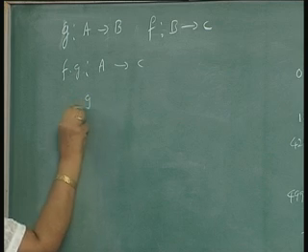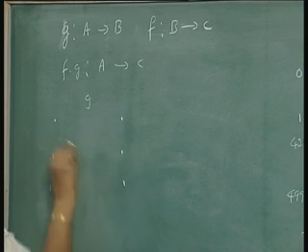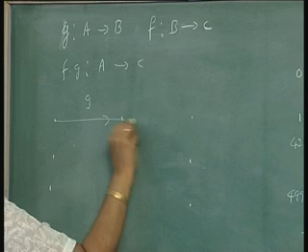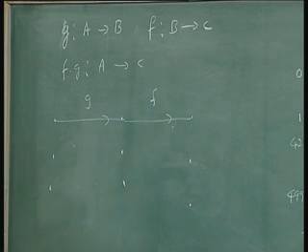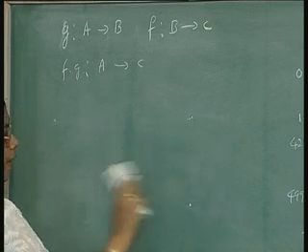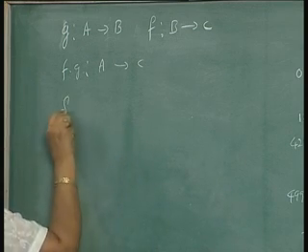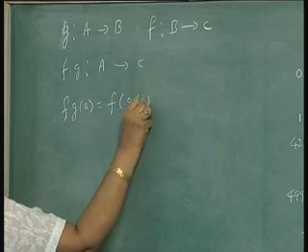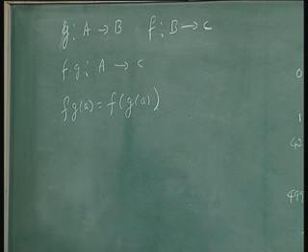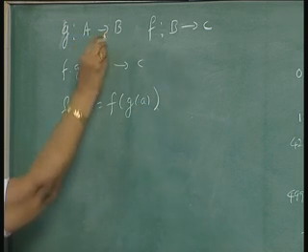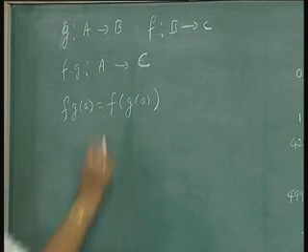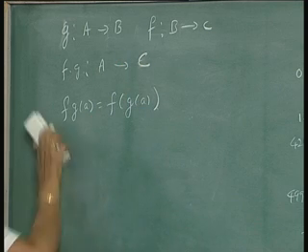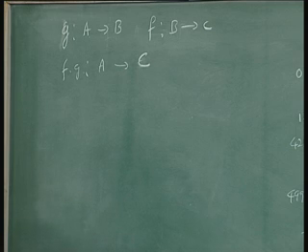It is like this. The composite function will be defined in this manner. If you have an element a, fg of a will be f of g of a. This is how you define it. So it maps an element belonging to set A to an element belonging to set C. Now, we want to show that if f and g are surjective, then fg is surjective.